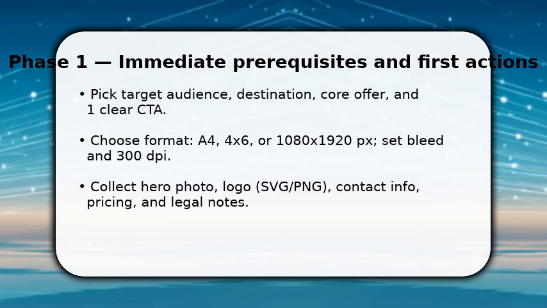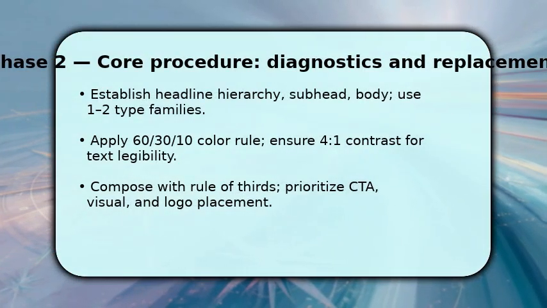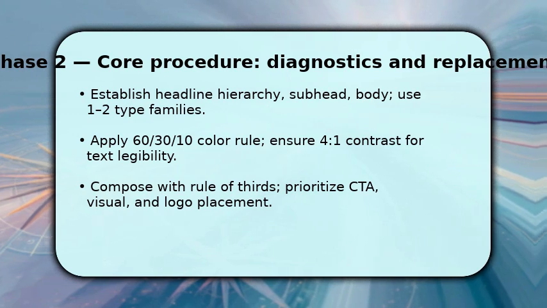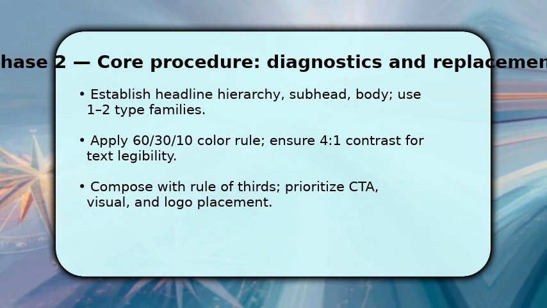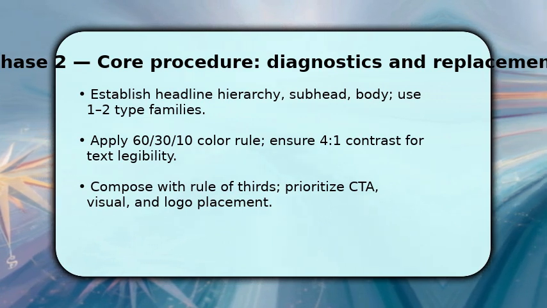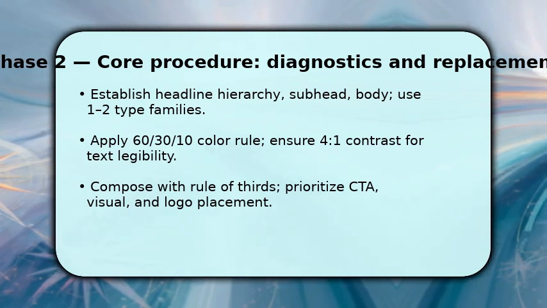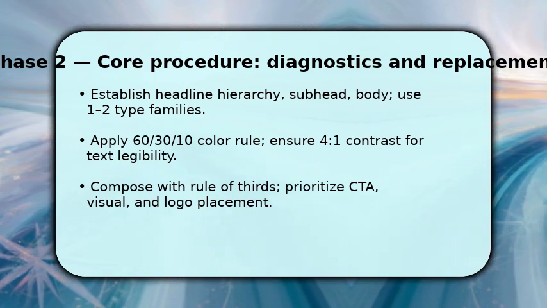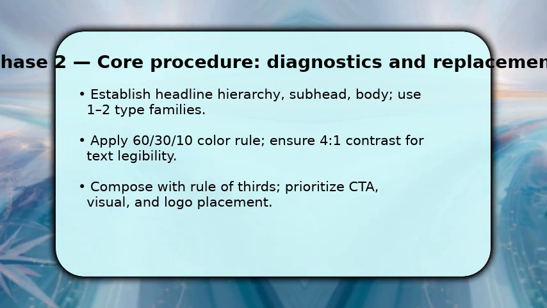Now you construct the flyer's visual logic. Set a clear hierarchy with a dominant headline, supporting subhead, and concise body text. Use 1 to 2 type families. Pick sizes that read from 6ft and down to mobile. Once done, apply a 60/30/10 color split for background, accents, and callouts, and confirm a minimum 4:1 contrast ratio for accessibility. Position the hero image and CTA using the rule of thirds so the eye moves naturally. Make sure the CTA is prominent, actionable, and easy to tap or to finish.